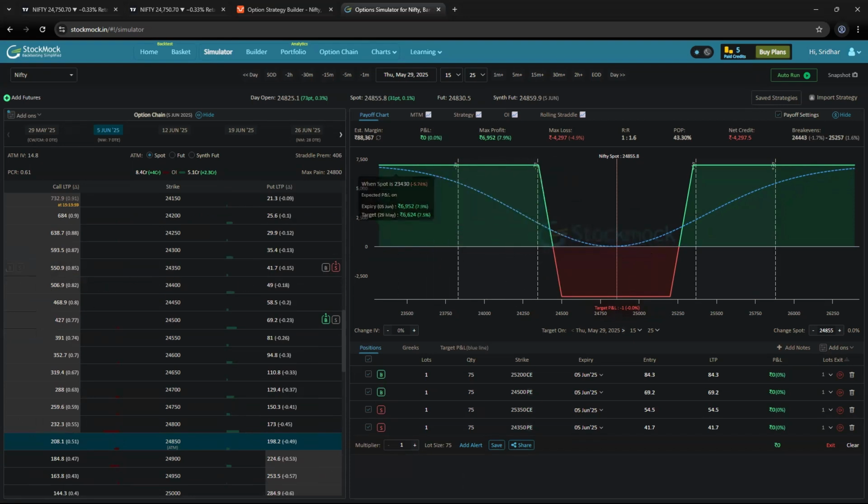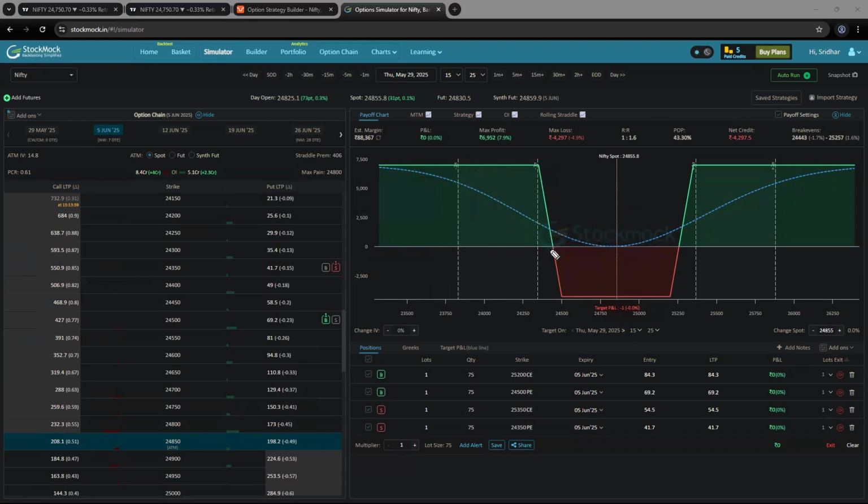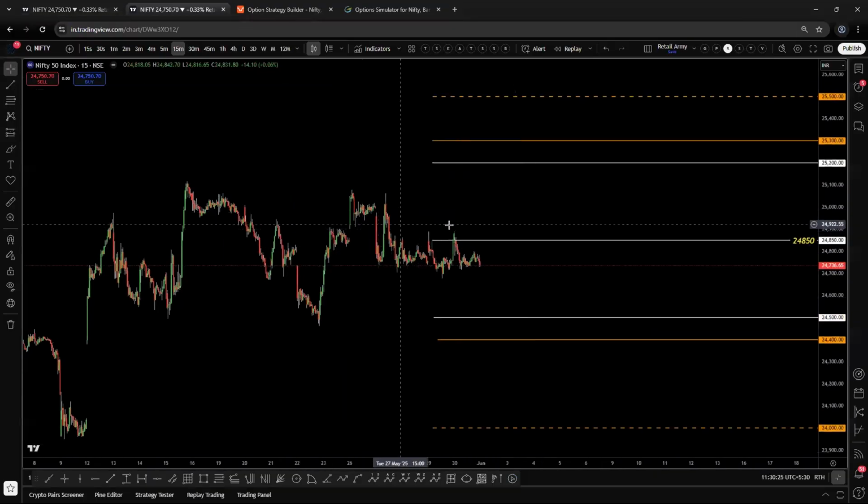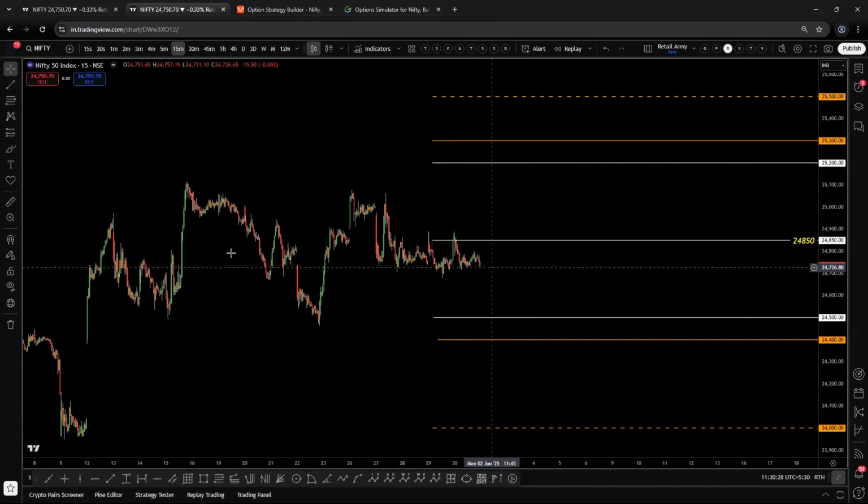Now, what is this telling us? This is telling us that as long as the market does not stay in this zone, and what is this zone? This is nothing but your 24,433 and this part is 25,257. These are the break-even points. So as long as the market does not stay here, you will make money. So this basically means some sort of a trending move next week, any trending move. This is what the execution was.